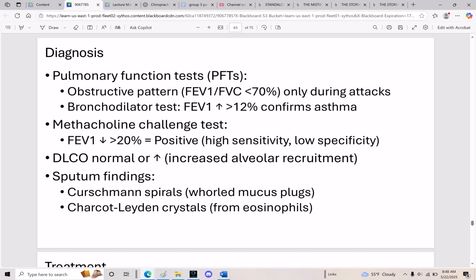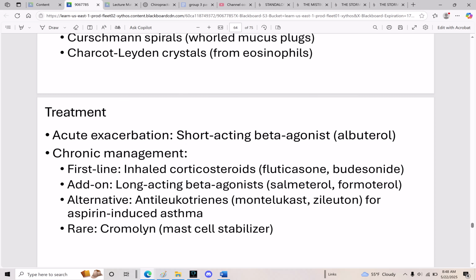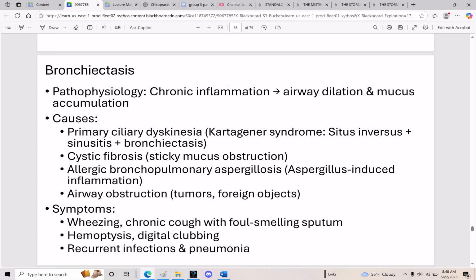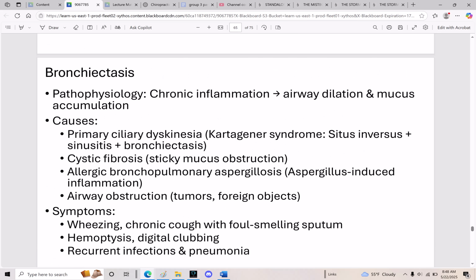All right? Now the last one we'll talk about here is going to be your bronchiectasis, then we're going to go over the main points. Bronchiectasis is the third one. So remember, all we're talking about now is chronic obstructive lung diseases. We started with chronic bronchitis, then we did emphysema, then we did asthma. The third and last is going to be your bronchiectasis.